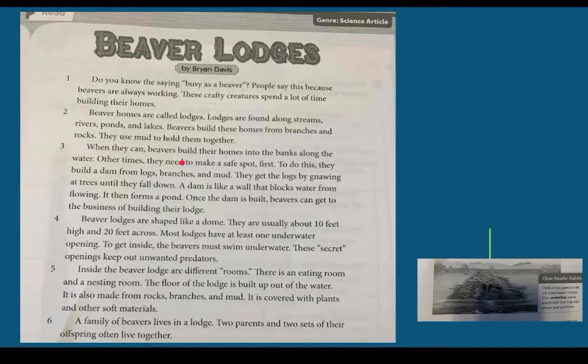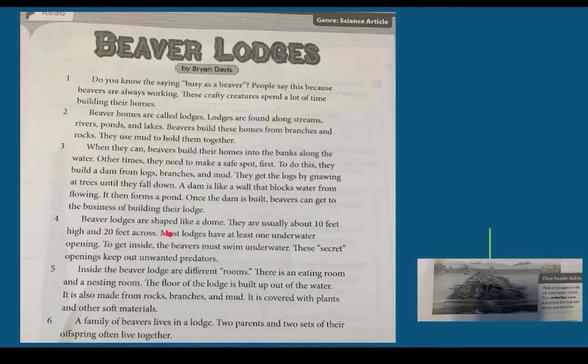When they can, beavers build their homes into the banks along the water. Other times, they need to make a safe spot first. To do this, they build a dam from logs, branches, and mud. They get the logs by gnawing at trees until they fall down. A dam is like a wall that blocks water from flowing. It then forms a pond. Once the dam is built, beavers can get to the business of building their lodge. That's right. Good job, everyone.